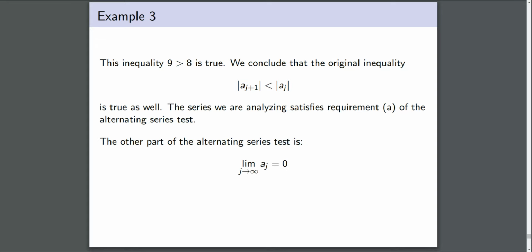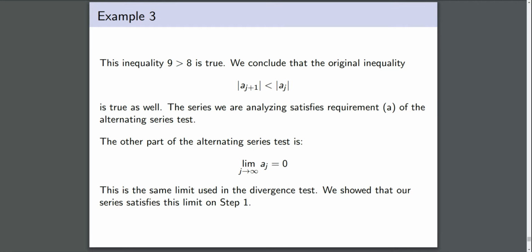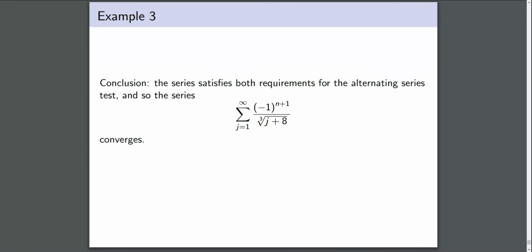The other requirement we have to meet is this, the following limit. As we said before, this is the same limit that we looked at in the divergence test. We evaluated this limit on step 1 of the current example, and we showed that yes, it does in fact equal 0. So we have shown that our series satisfies both of the requirements for the alternating series test, and so this particular example converges.